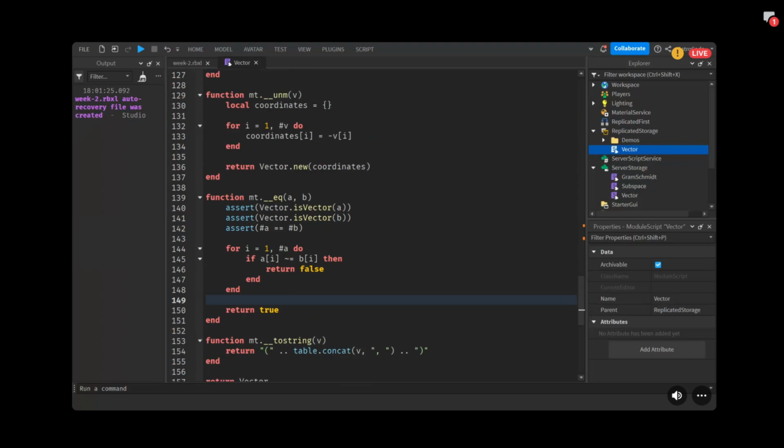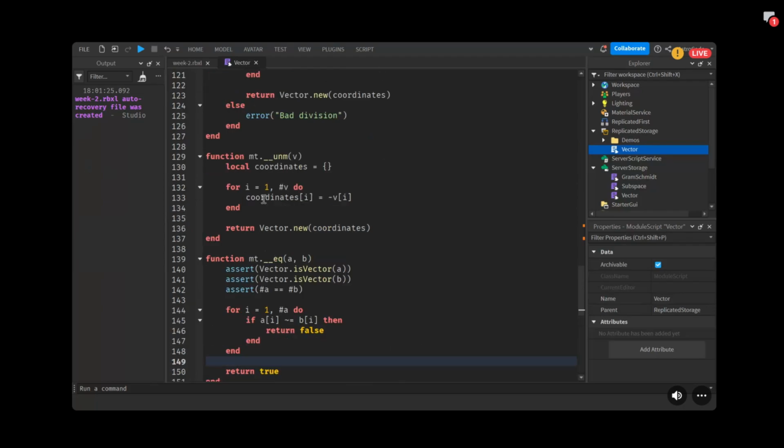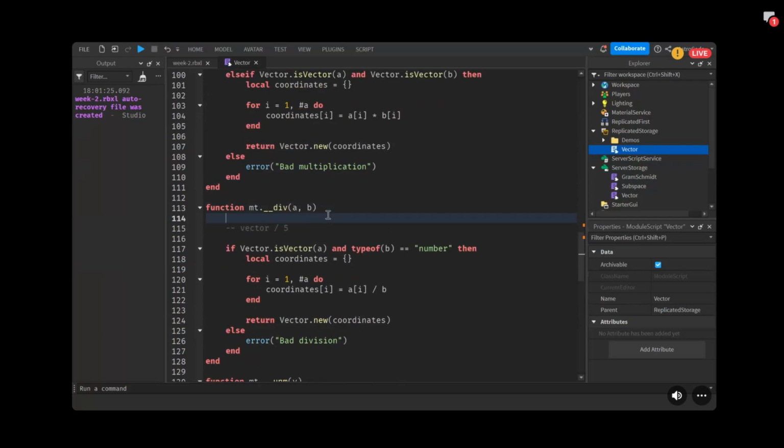Can div, so this is a good question from Borb. Borb asks, can div just be written as a scaling by the reciprocal of the scalar? So could div just be like return A is the vector A times 1 over B. And the answer is yes. Maybe there's a little bit of a performance boost from inlining it instead of calling another function, but you are correct.